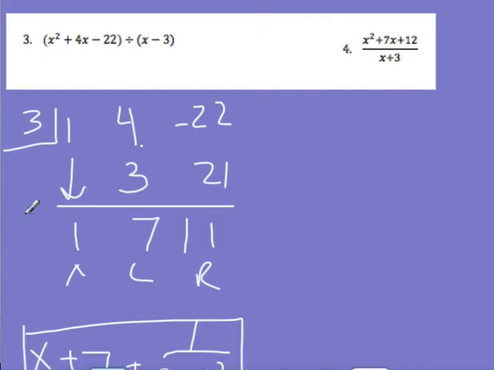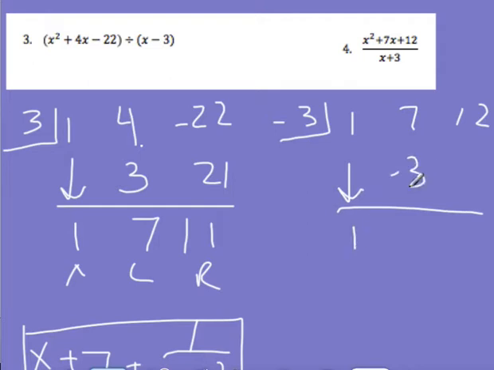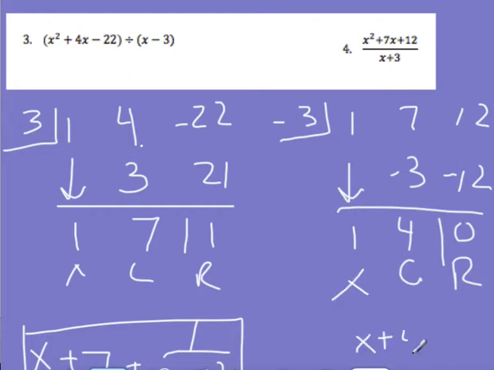So let's take a look at number 4. Again, it's the same thing, even though it's not written out the same way. So I'm still going to put my negative 3 in the corner and then write out my coefficients. So I'm going to take the 1 and drop it down. 1 times negative 3 is negative 3. 7 plus negative 3 is 4. 4 times negative 3 is negative 12. 12 plus negative 12 is 0. So in this case, I get a remainder of 0. Here's my constant. Here's my x term. So I end up getting x plus 4, and then there's a remainder of 0. So that's my final answer.